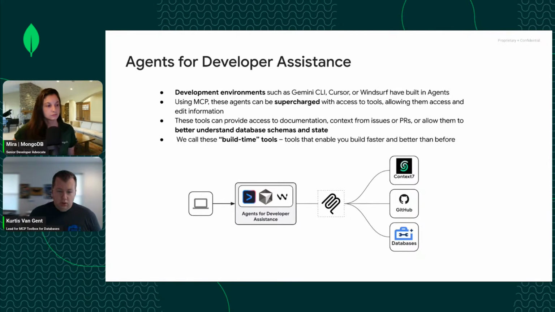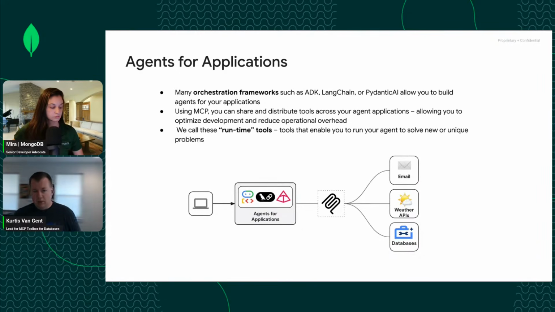So I tend to call these build time tools because they're tools that enable you to build faster and better than before. And they're a little bit different than our second use case. Our second use case is agents for applications. This is where you have an orchestration framework such as ADK or LangChain or Pydantic AI that allow you to build your own agents.